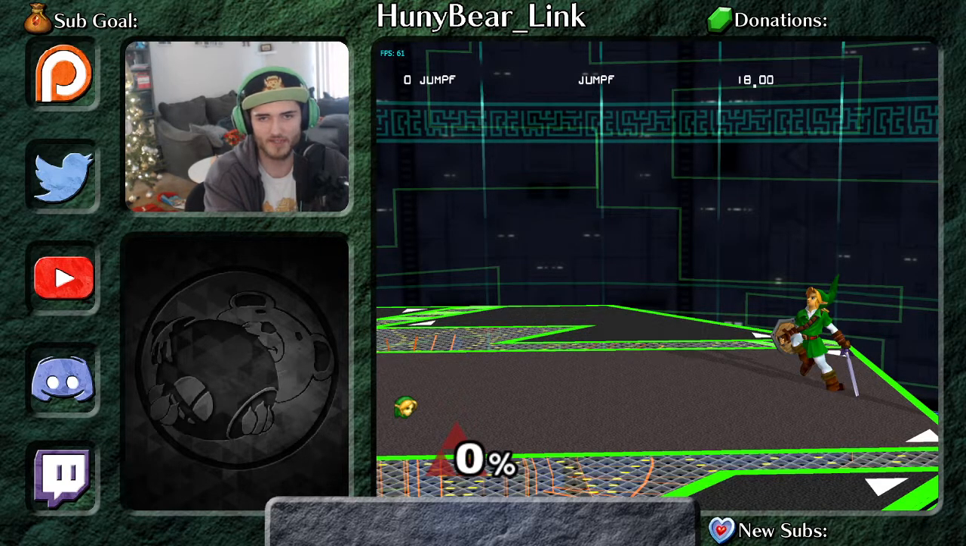And then we got some statistics. We have your dash becomes run on frame 12, can foxtrot on frame 20. Total dash animation is 30 frames. We went over that. Dash acceleration is 1.3, which is the 23rd worst in the game.